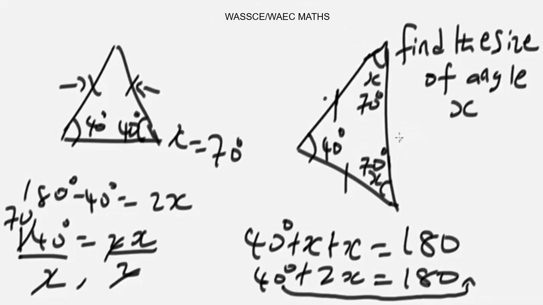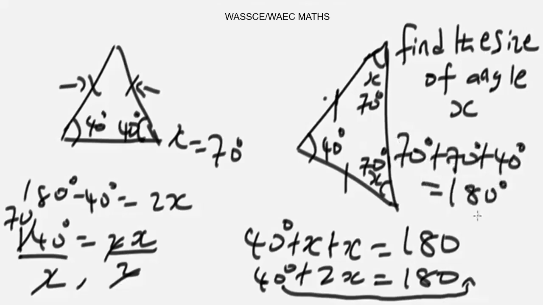So when you add 70 degrees plus 70 degrees plus 40 degrees, you get back to what? 180 degrees. Alright, so that will be the answer to this question.